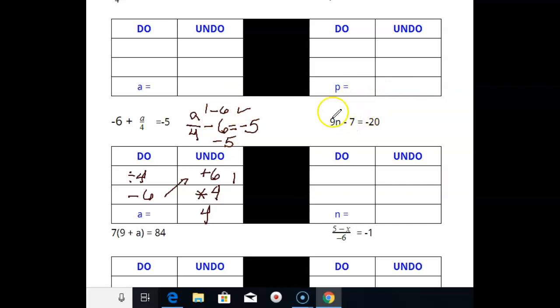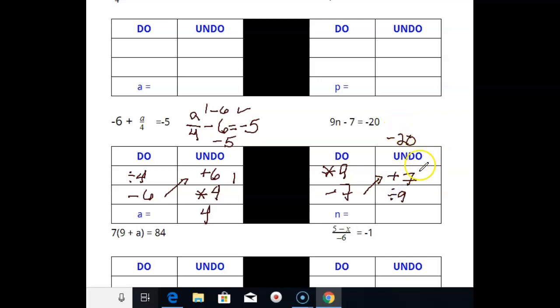I don't have parentheses on this one, so I'm going to do it exactly the way it reads with PEMDAS. 9 times something, subtract 7, gives me negative 20. So I'm undoing the negative 20. First working with the subtraction because now I'm working SADMEP. That's the S in SADMEP. So the opposite of S is A. Add 7. And the opposite of the multiplication is division. Divide by 9.